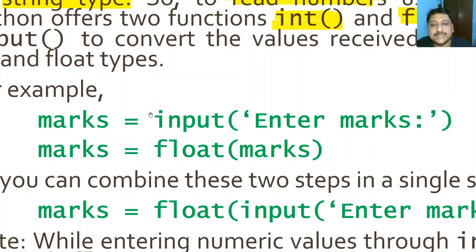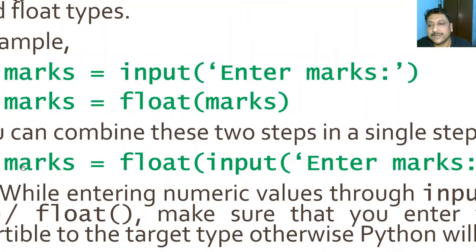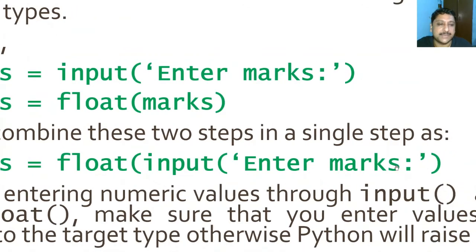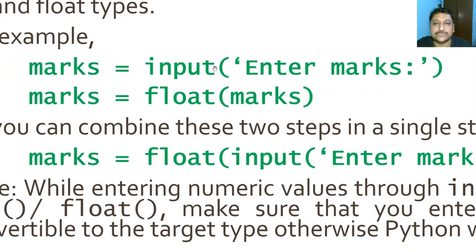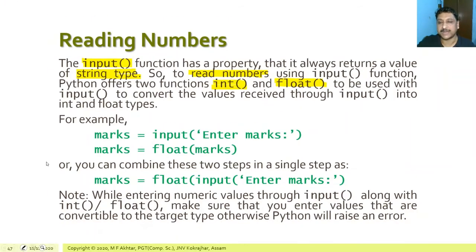Now both statements can be combined in one statement like this: marks equals float, then input, then enter marks. These two statements are combined in one statement like this. This time, what happens? It will display the message and ask you to enter a number. Whenever you type a number, that number is automatically converted to float type, and then assigned to the variable marks. Okay, this is the process.